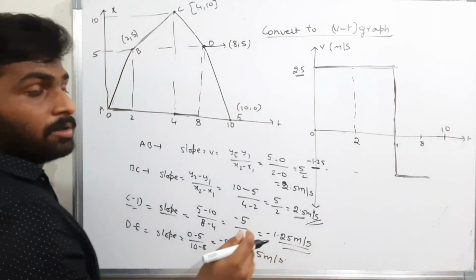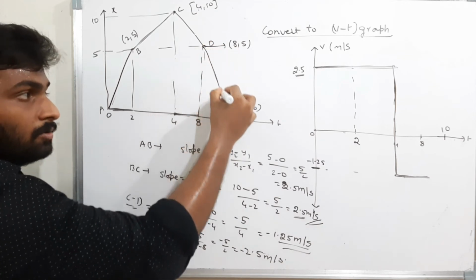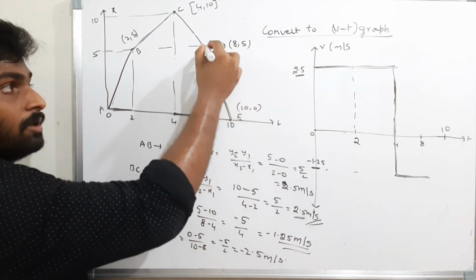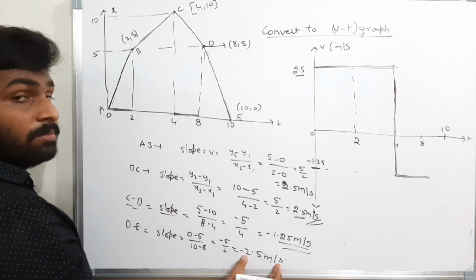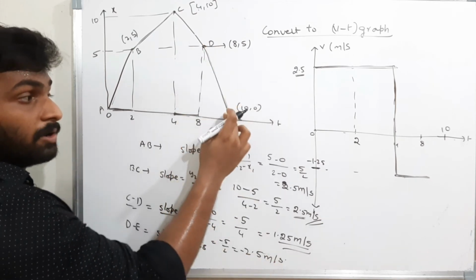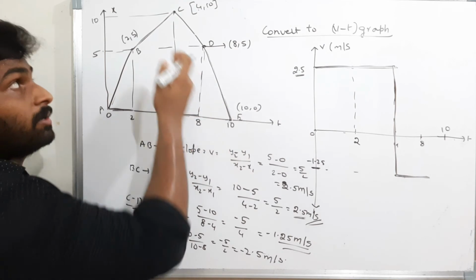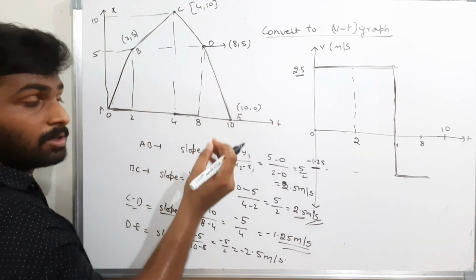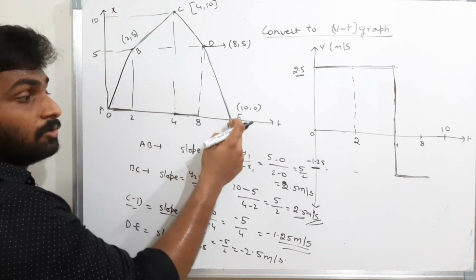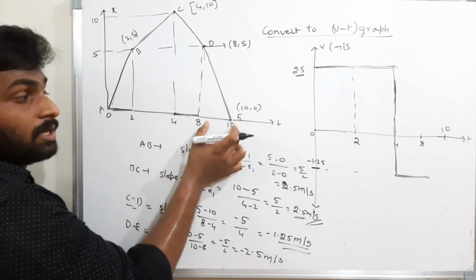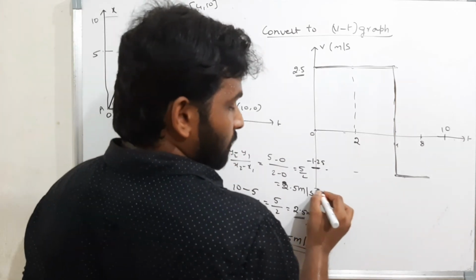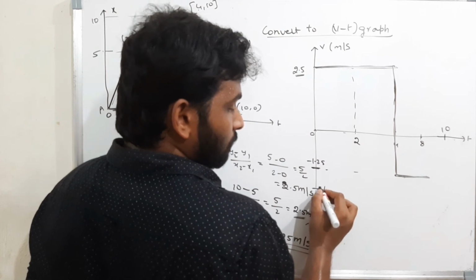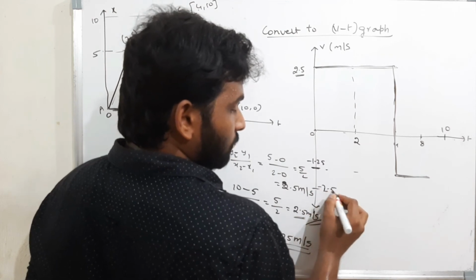What is the velocity of the body from 8 to 10 seconds? The velocity of the body is negative. Displacement is decreasing. Therefore, the velocity is negative. And what is the velocity? Minus 2.5 meters per second. The slope of the graph is minus 2.5. In an x-t graph, the slope is nothing but velocity. Therefore, the velocity from D to E, that means from 8 to 10 seconds, is minus 2.5 meters per second.